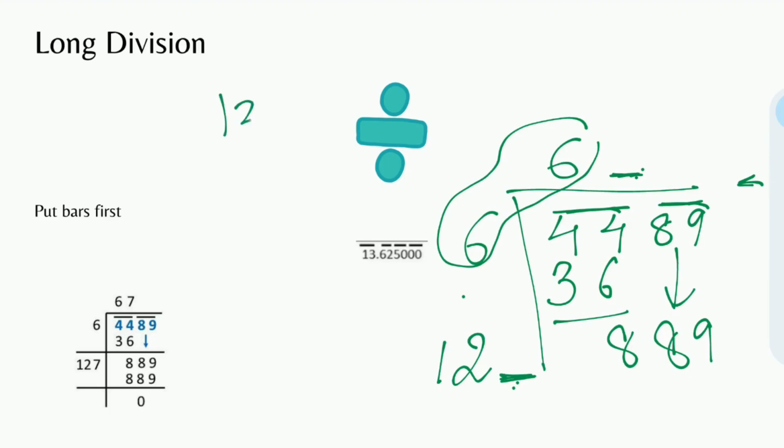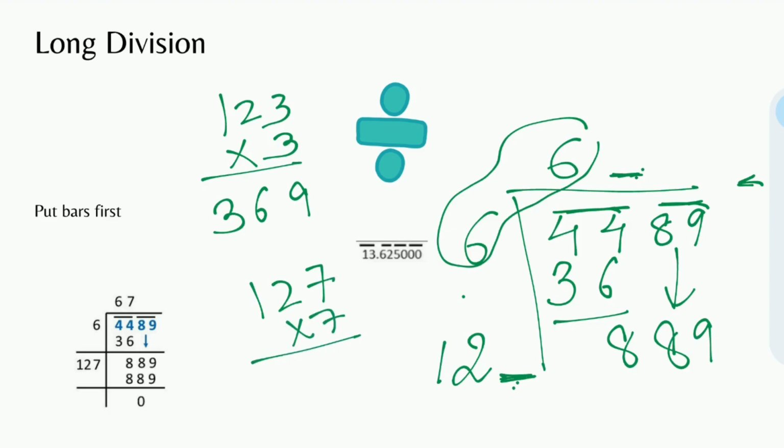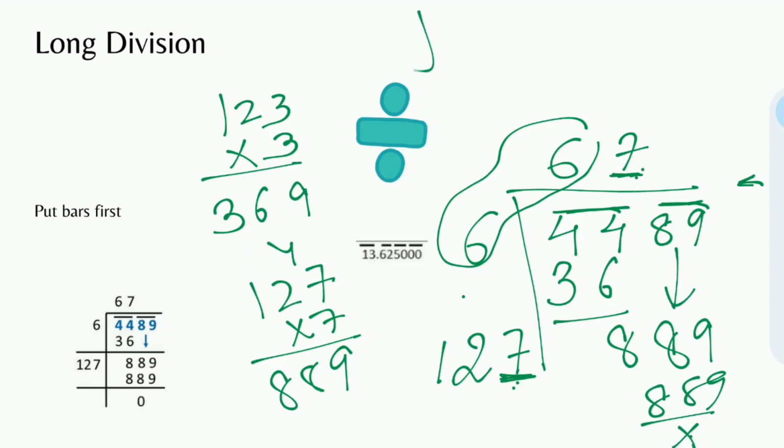So I can try 123 into 3. If I do that, 3 times 3 is 9, 3 times 2 is 6, and it becomes 369, which is a very small number. Then I'm going to try a different number. Again the last digit is 9, so I'm trying 7 right now. I'll try 127 into 7, which becomes 889. So I got the number, I'll put 7 and 7. Hence the answer is 67. The square root of 4489 is 67.